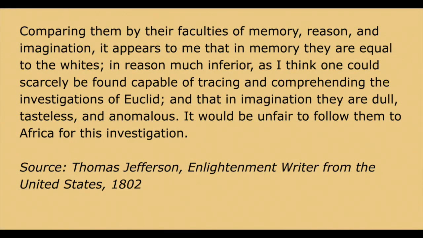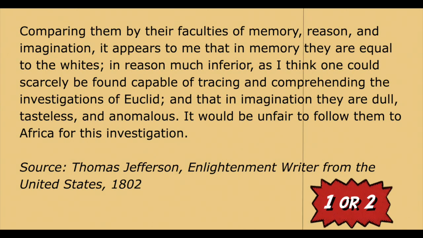Now, let's look at a second document. This comes from Thomas Jefferson, and he says that black people are not capable of understanding Euclid, and that they have dull imaginations. Makes you wonder why the United States still has money with this guy on it. Given that the source tells us this is an Enlightenment thinker, we can assume this does not show much of any increase for the status of enslaved persons. So let's give it a 1 or a 2.